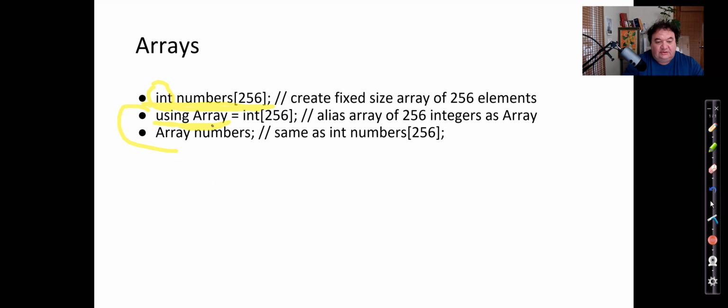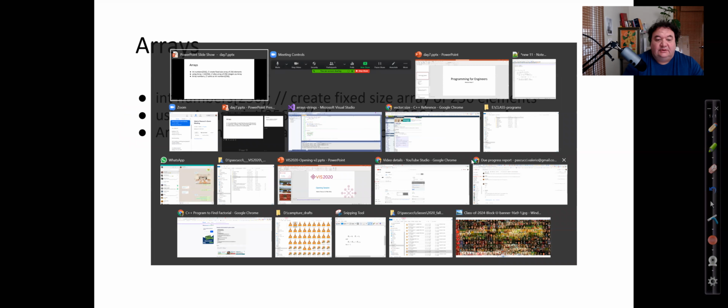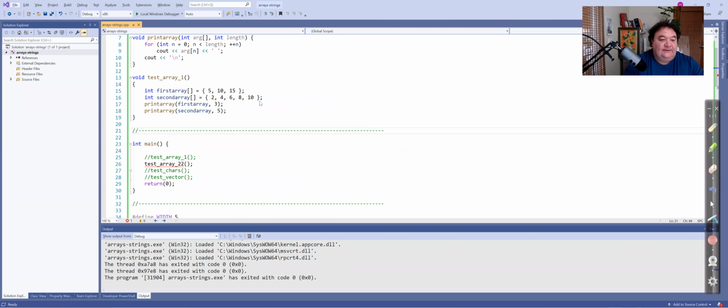That can be true in general, not just for arrays. I can say using array and then declare a type, int 256 in this case. And then if I say array numbers or int numbers 256, those two are effectively the same representation. So let's start looking at the basic use of arrays.